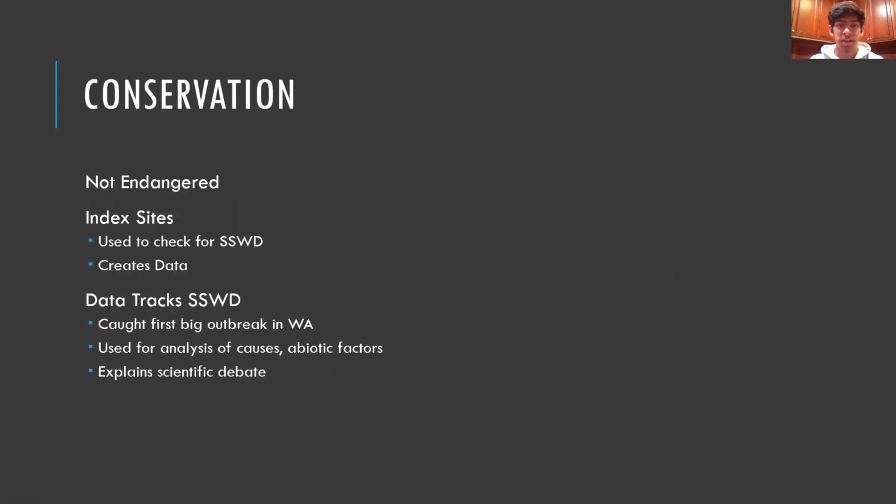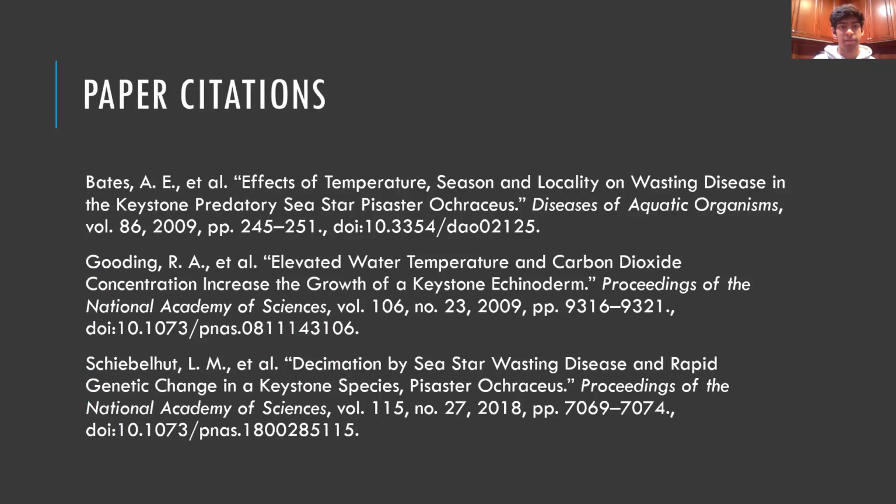Finally, conservation. Sea stars are not endangered. But scientists have index sites where they check for sea star wasting disease, and using that data, they track how it's been progressing. Using this method, they caught the first big outbreak of sea star wasting disease in Washington state, and they've been using it to analyze causes and abiotic factors. All that data is still coming in, so that explains the big scientific debate about what is actually causing sea star wasting disease. So that was my presentation.